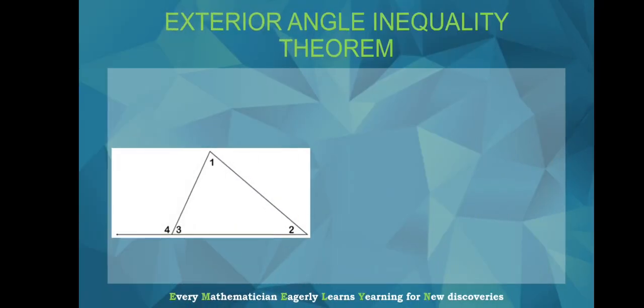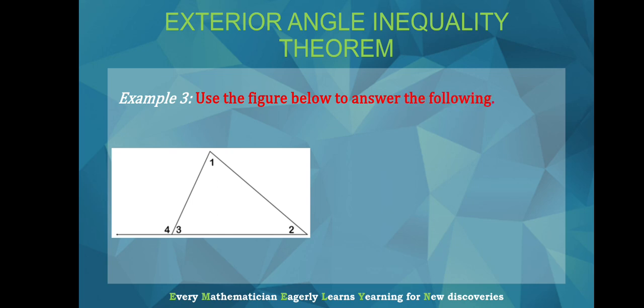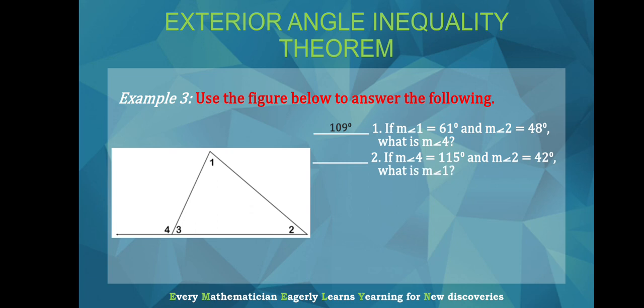Let's proceed to example 3. Use the figure below to answer the following. Number 1. If the measure of angle 1 is equal to 61 degrees and the measure of angle 2 is equal to 48 degrees, what is the measure of angle 4? Applying the exterior angle inequality theorem, the answer is 109 degrees. Number 2. If the measure of angle 4 is equal to 115 degrees and the measure of angle 2 is equal to 42 degrees, what is the measure of angle 1? The answer is 73 degrees.